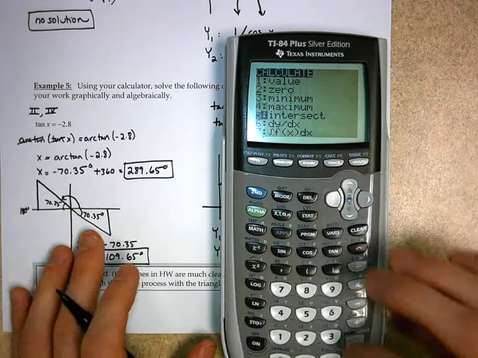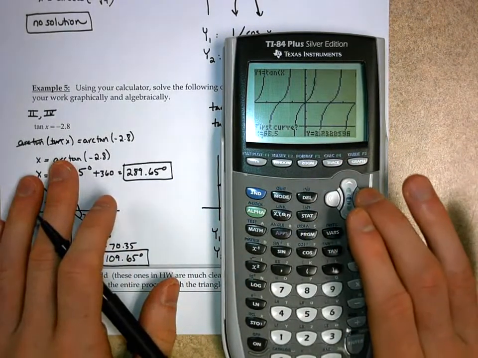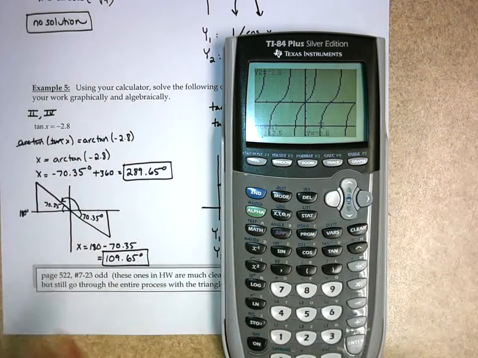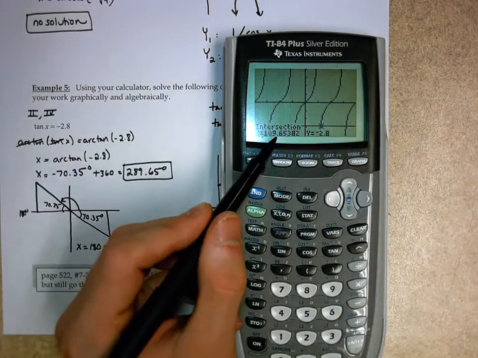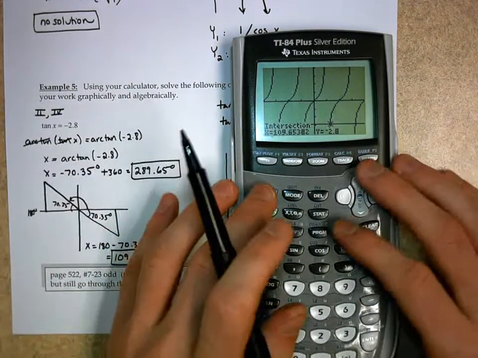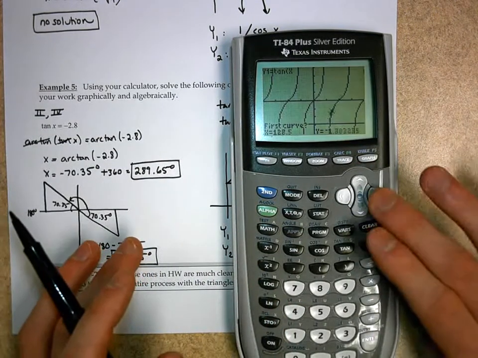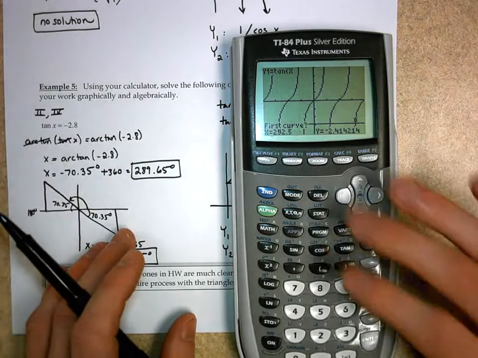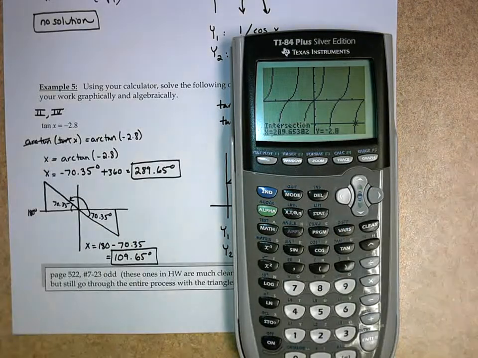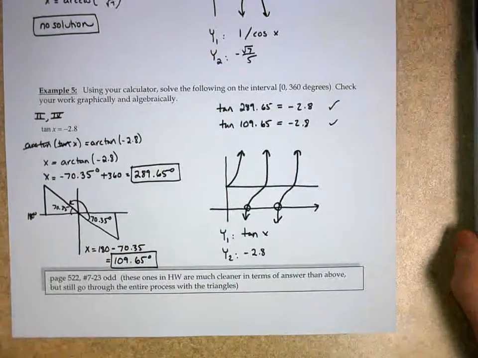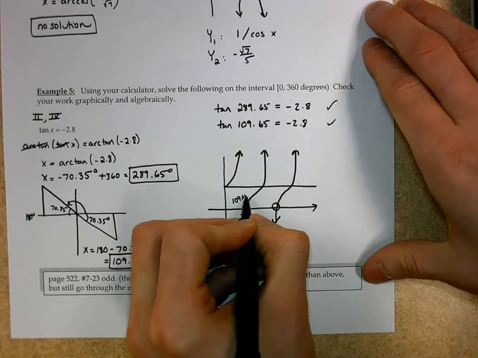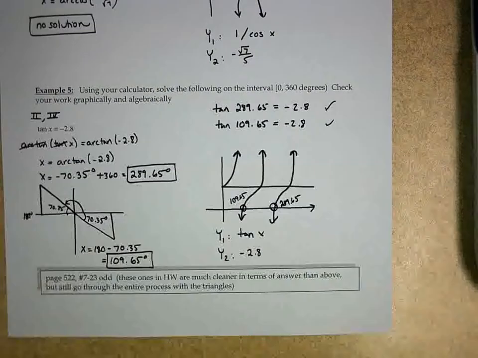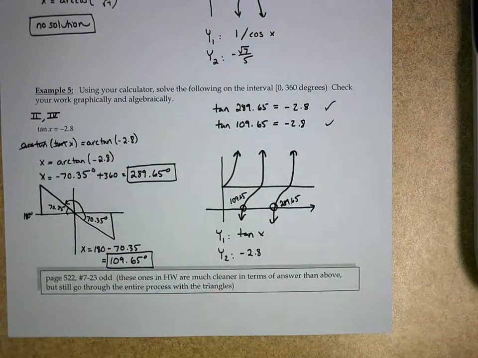So we'll do second calc, choose intersect, and we'll just keep moving on over. Looks like that's as close as I'm going to get. And there's my 109.65 intersection point right there. Second calc intersect. And we'll scroll along to the right. And there's my pointer again. That looks pretty close. And there's the 289.65. So this point right here is the 109.65. This is the 289.65. And I've confirmed my answers both algebraically and graphically.